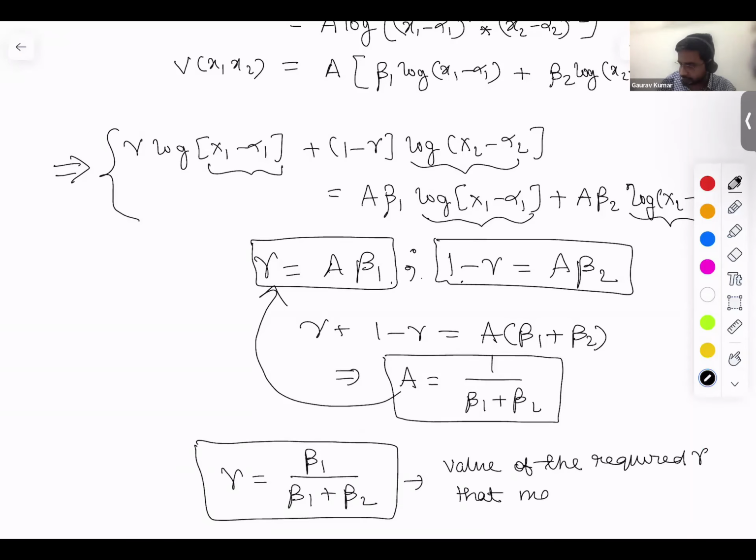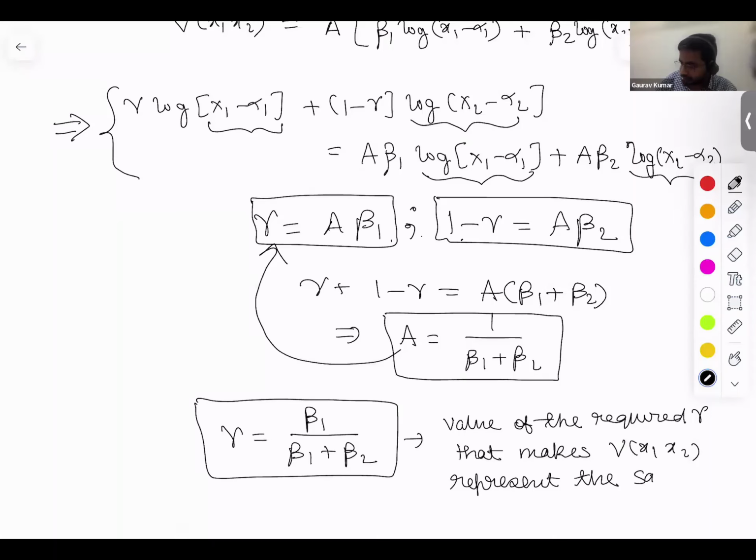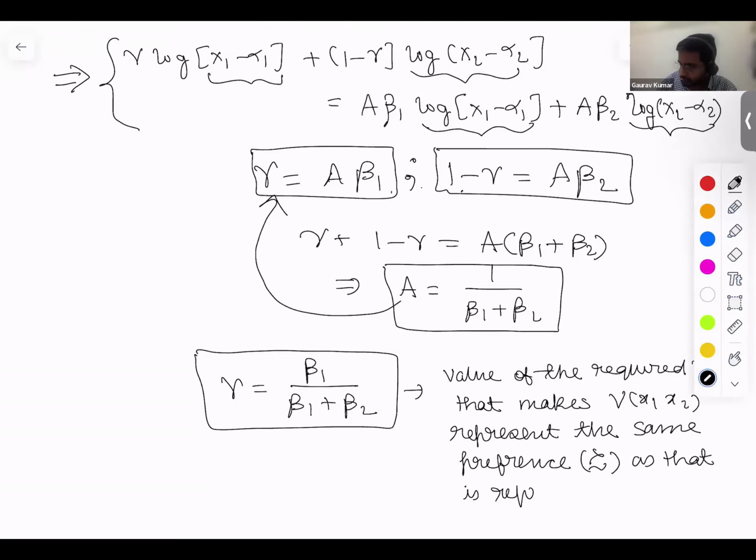That makes v of x1 comma x2 represent the same reference as that which is represented by u of x1 comma x2. So this is the first part of the question that we have answered.